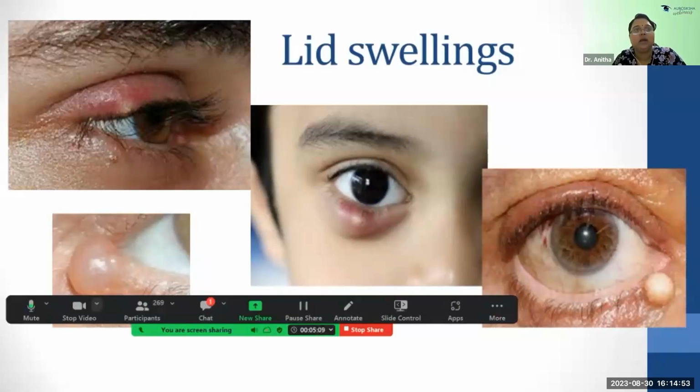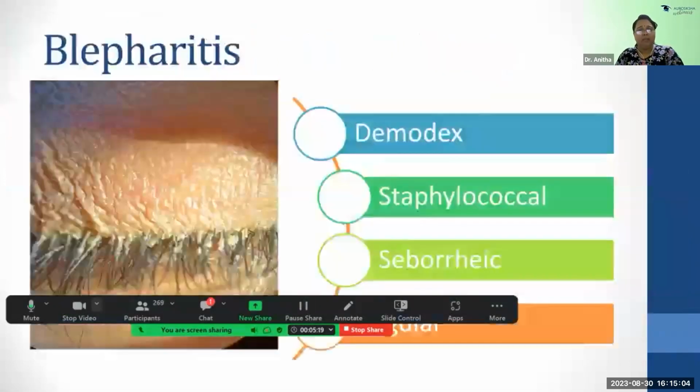The conjunctiva is a mucocutaneous membrane, so it is easily affected and it causes a chronic ocular surface disorder. And blepharitis is a very common thing which we can treat in the vision centers.